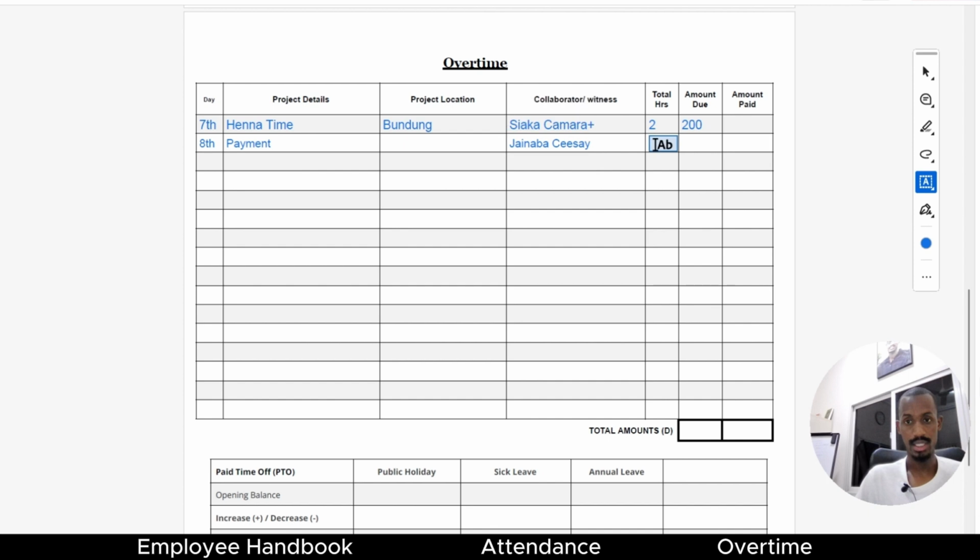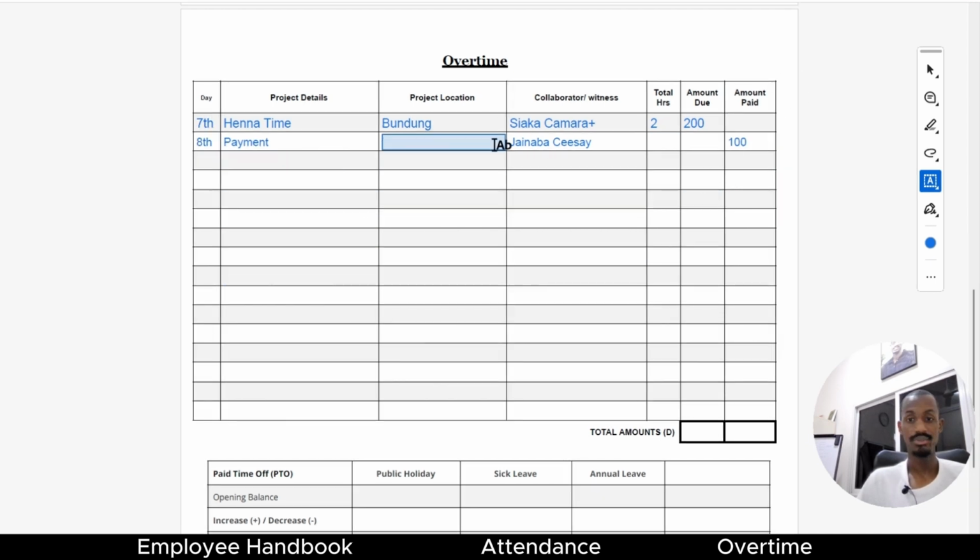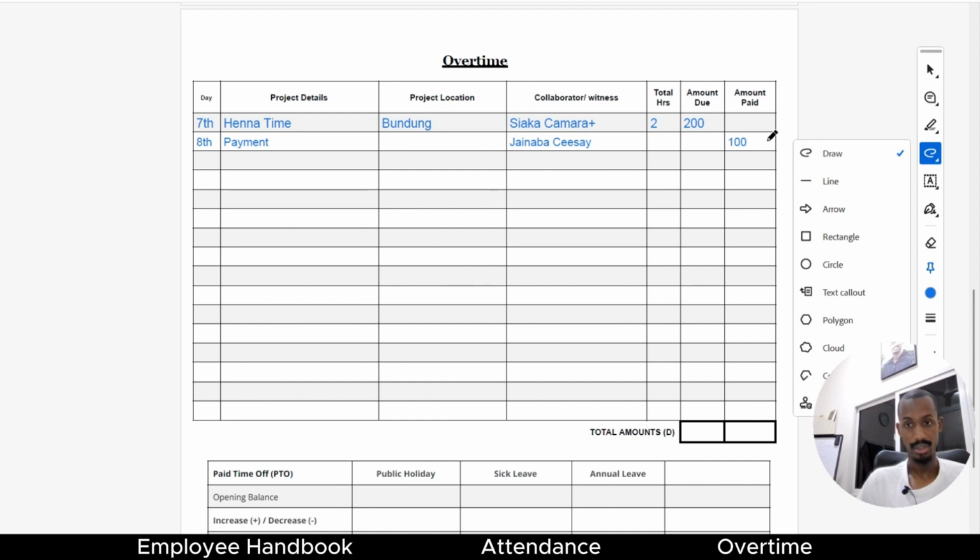So I'll put it here. No need for total hours and stuff. How much did she pay me? Probably I say she gave me $100 from my overtime. Maybe I wanted to buy breakfast or whatever. So I say give me this amount. Okay. And before taking this money for my payment, I will have to sign here. Okay. I will sign here.